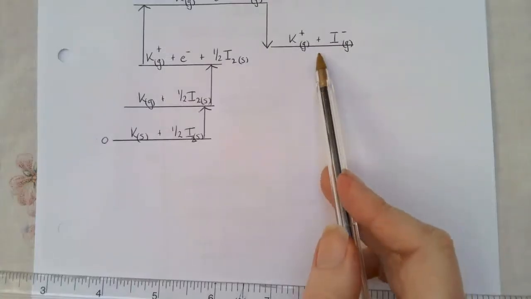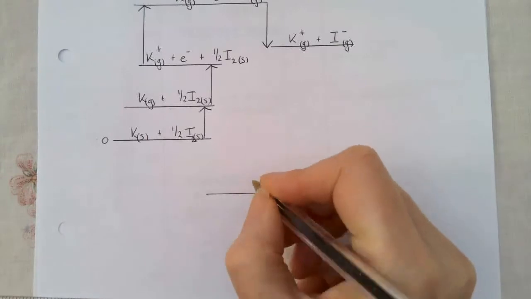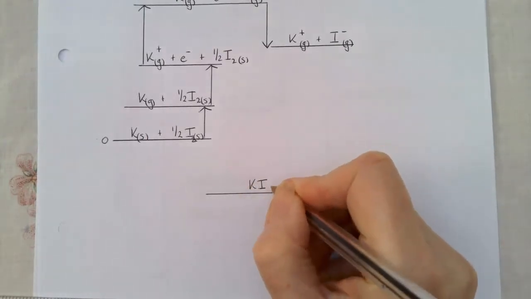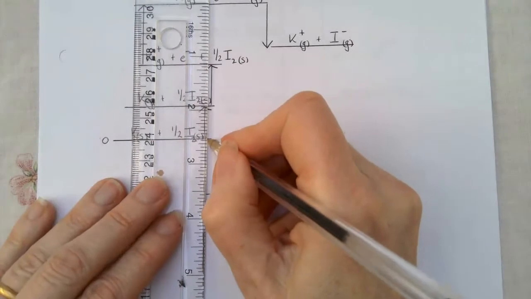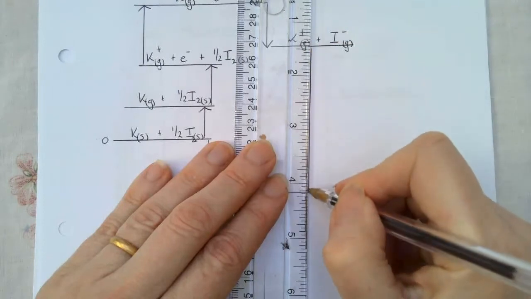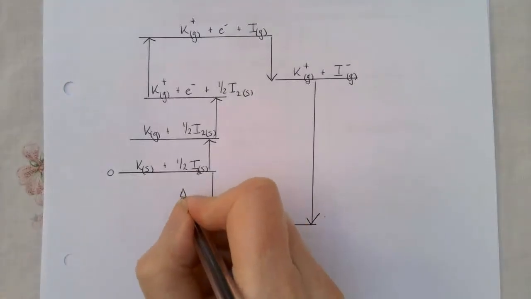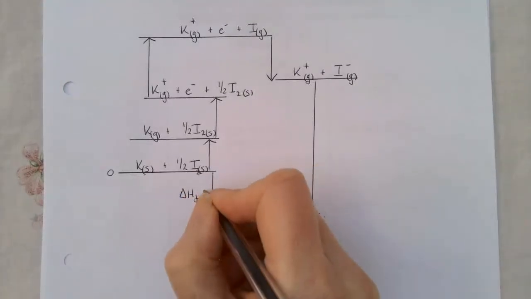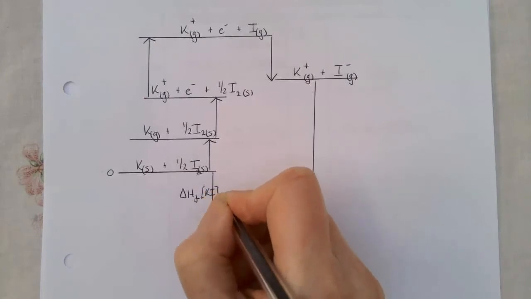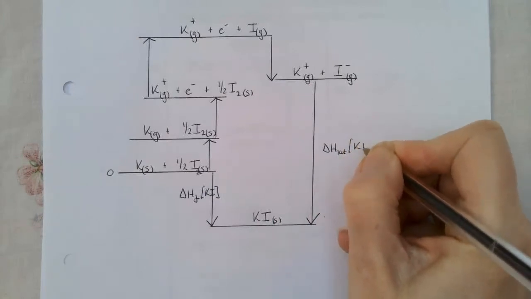Now I have both my gaseous ions and my elements, and I can use both of those to form my solid potassium iodide, either using enthalpy of formation or lattice. Now what I can do is go around and put the data or the symbols on, and I'm going to do both. So this is my delta H formation of potassium iodide. This is my delta H lattice of potassium iodide. Again, that's a solid.